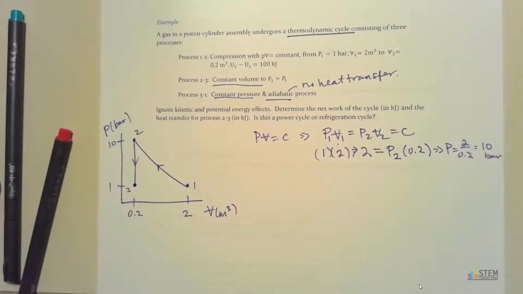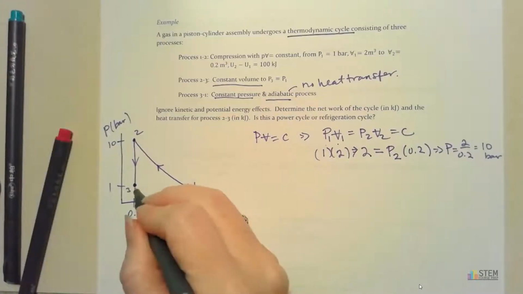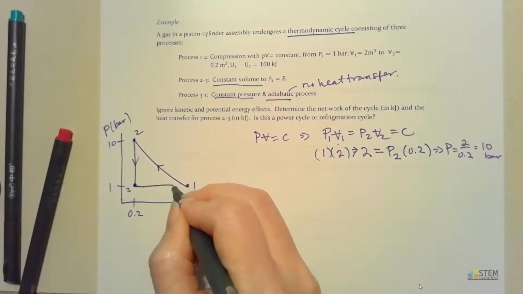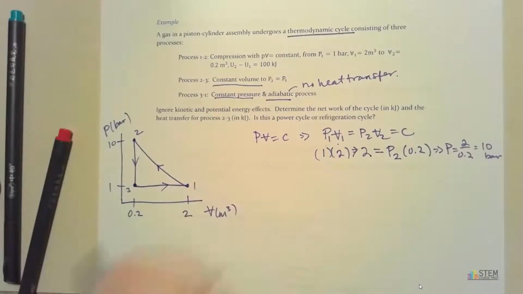All right. Now we're almost done. We've got process 3-1. This one's going to be constant pressure, and it's also adiabatic. The adiabatic doesn't matter really on this plot though. So for constant pressure, we just draw a horizontal line and put your arrow going to the right. That's what a thermodynamic cycle is going to look like on the PV coordinates.